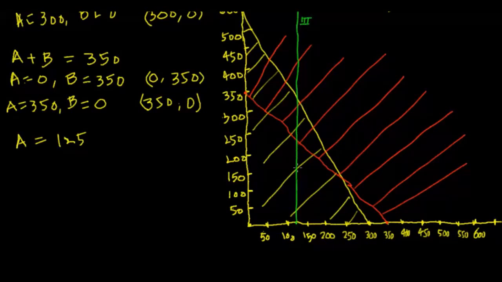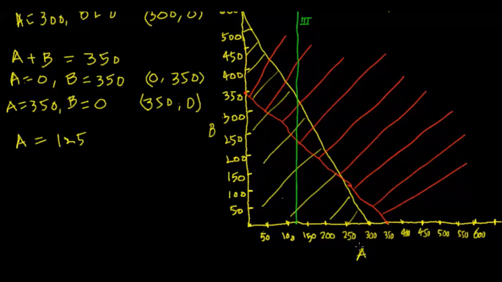Why we have drawn a line parallel to the y-axis is because a equal to 125 is nothing but a for any value of b. Let me change the color to yellow, and then mention this as b and this as a, x-axis as a.